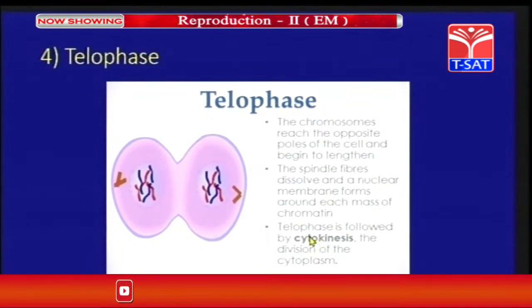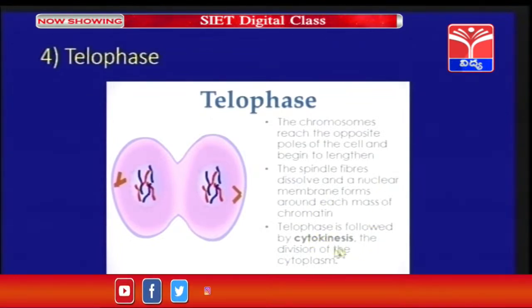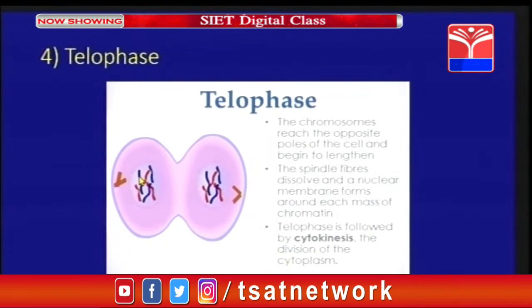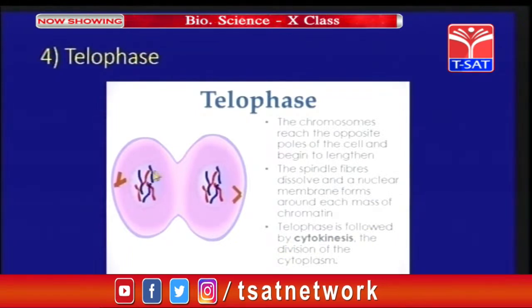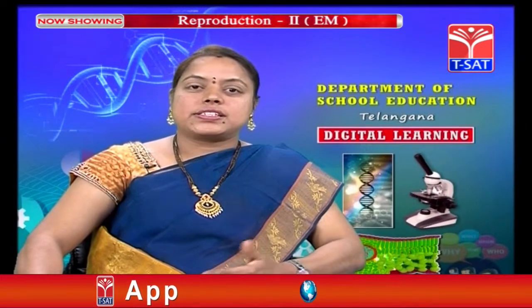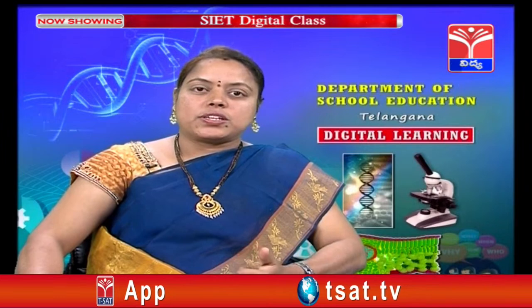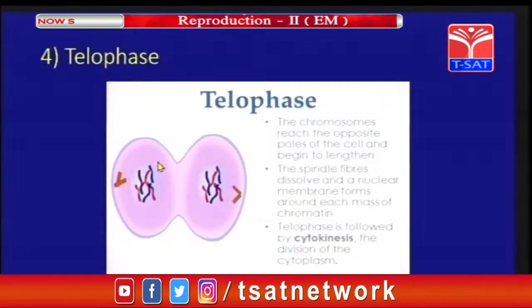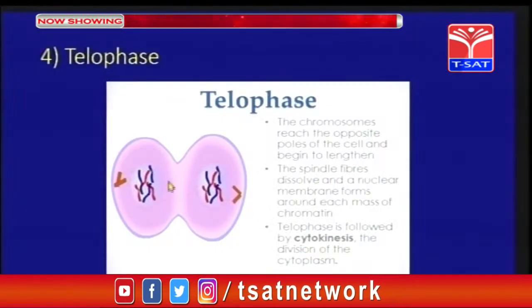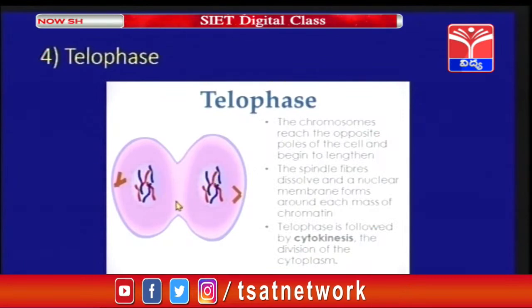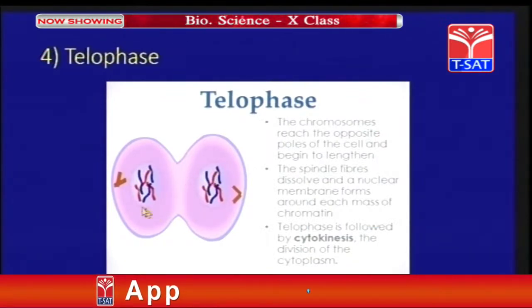Telophase is followed by cytokinesis, the division of the cytoplasm. Children, we have discussed earlier that division of the nucleus is karyokinesis, and division of the cytoplasm is cytokinesis. So, the karyokinesis process has taken place. Now, during the end stage, the division of the cytoplasm will take place. That is, the telophase stage shows the cell dividing into two cells.